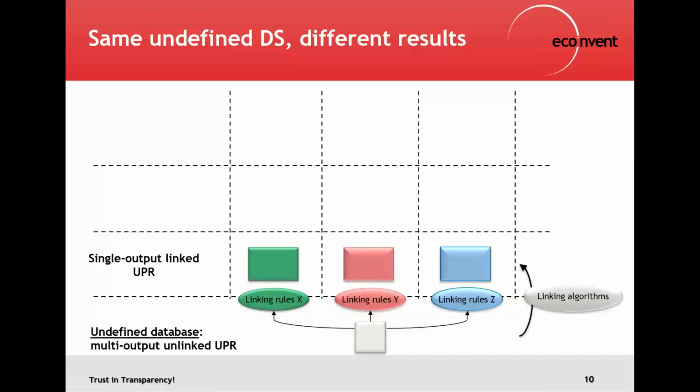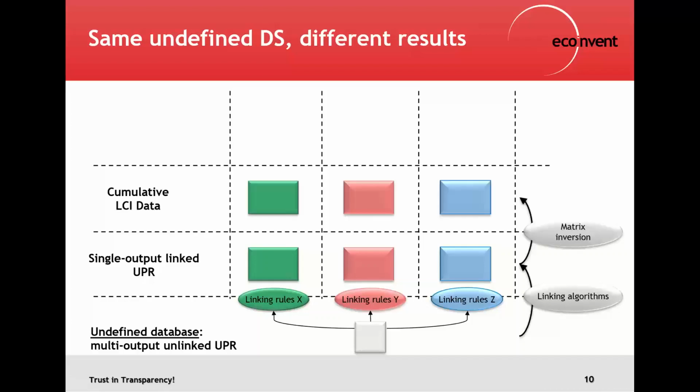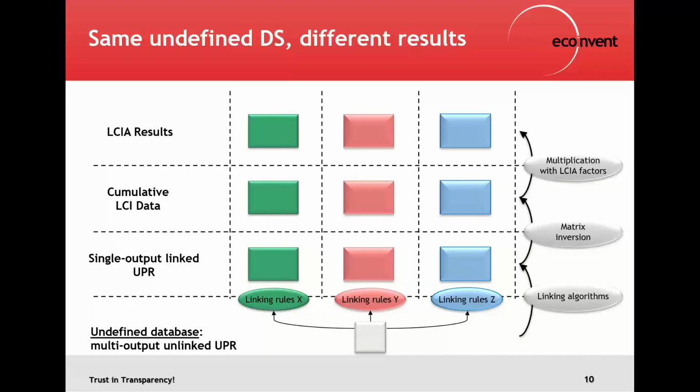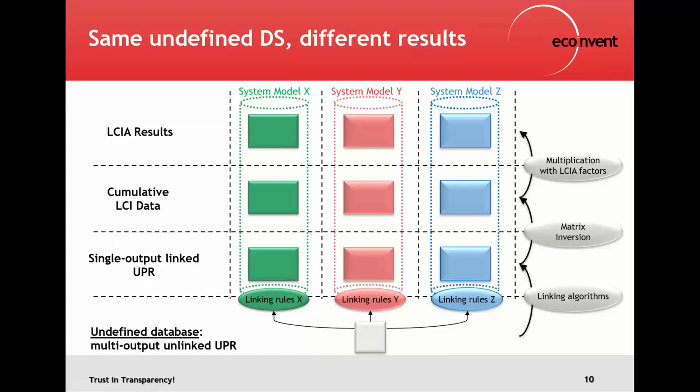So those linking rules are coded into linking algorithms that will allow then the calculation of linked uniprocesses, so linked supply chains, that will then be calculated into LCI and LCIA. And each collection of results, from the linked uniprocesses, the linked value chains, to the LCI data and LCIA results, all the collection of results, each of them is called a system model.